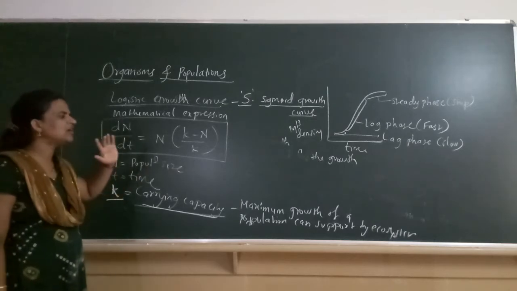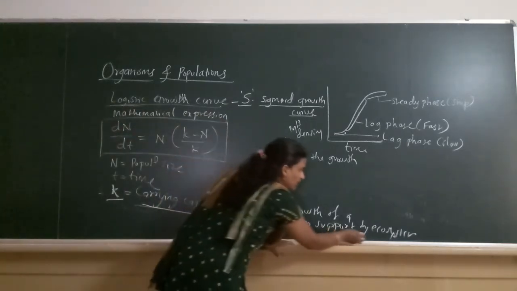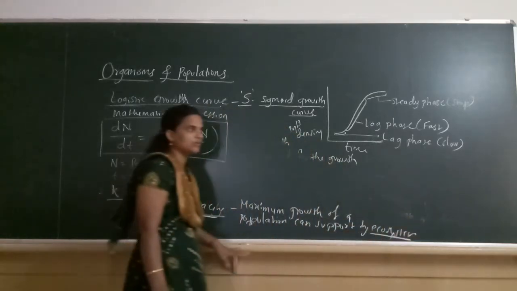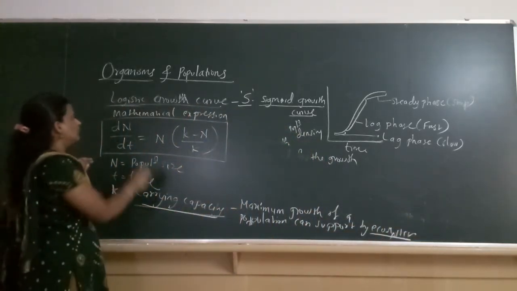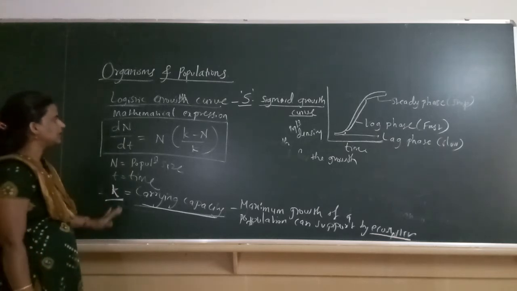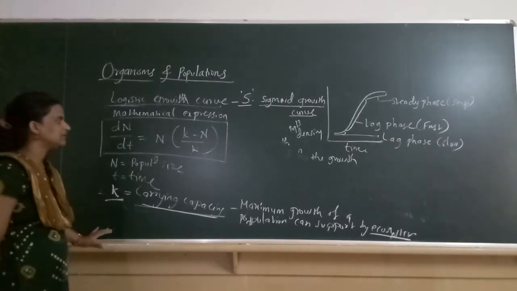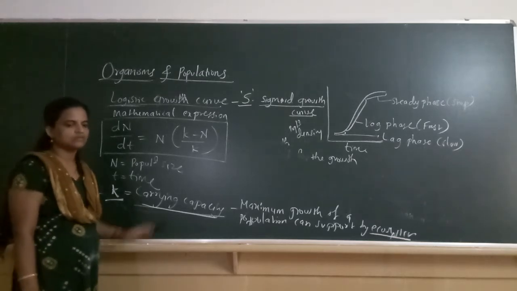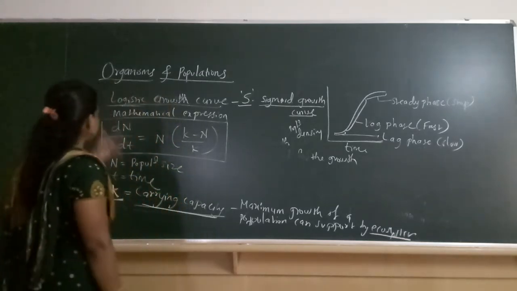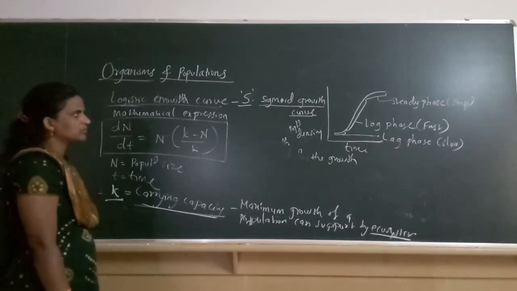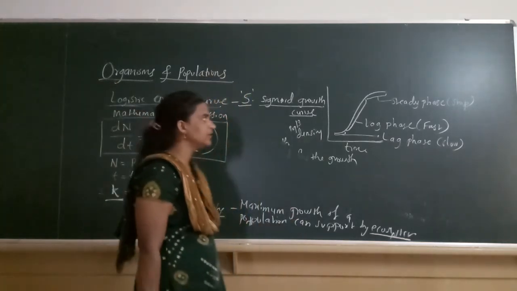Whatever maximum the population can grow, who supports that? That is supported by the ecosystem. Okay, and that is represented by K, carrying capacity. What is the formula? dN divided by dt equals N (K minus N) divided by K. Okay, this is the mathematical expression of this logistic growth curve. In this way, this explains two types of growth curves.